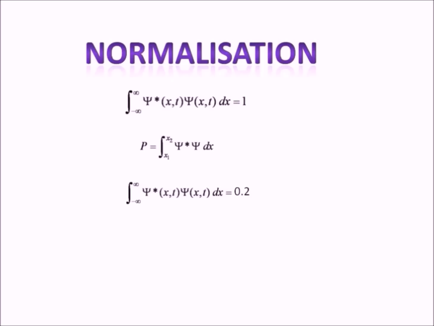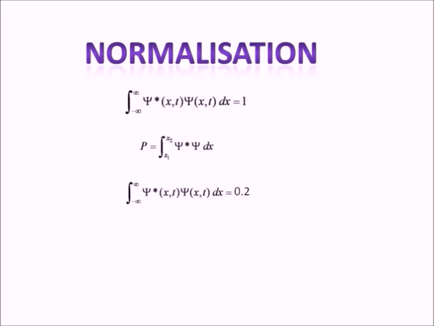But let's say the integration is 0.2. What does this mean? This means the particle can be outside of the box. It is not under consideration, it is not under observation, for 0.8, or we can say 80%. So this means we should increase our area of analysis or our area of observation so that we can study the particle totally and completely.